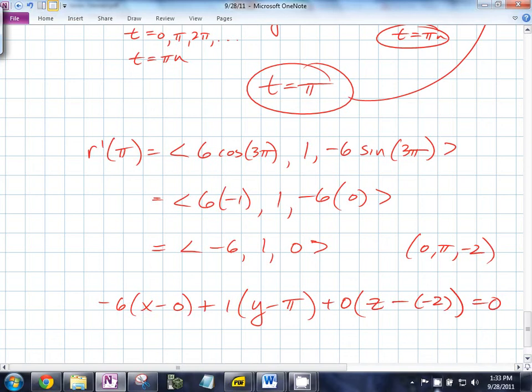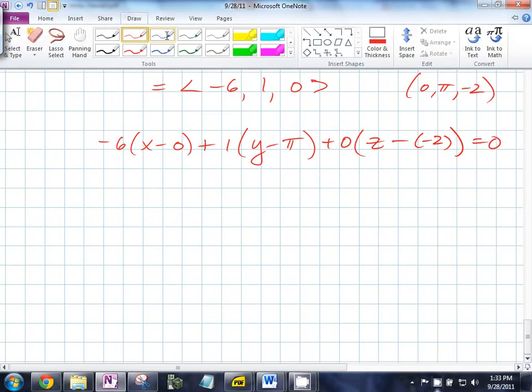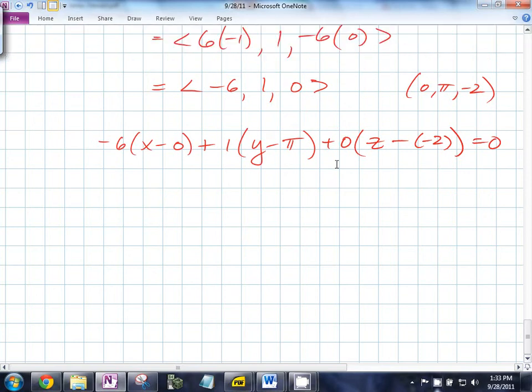Hold on, wait, let's check. Which one did we use here? We used, that's the normal plane, thank you, yes. That's the normal plane, because we used r prime as our normal vector. Are you okay with figuring out the other one by yourself?